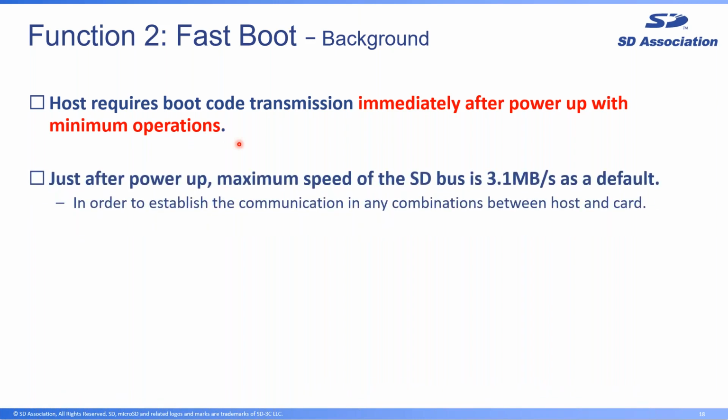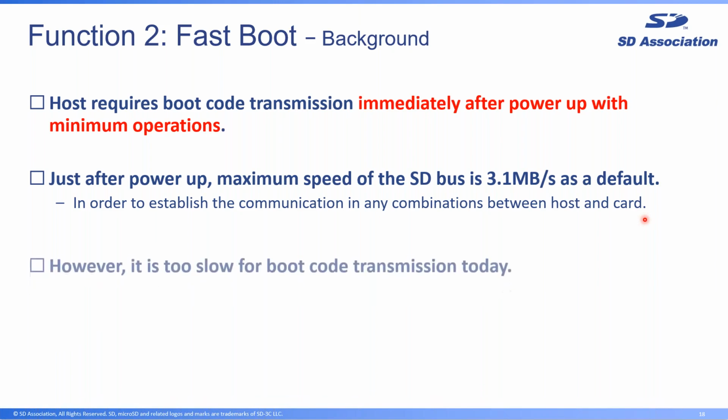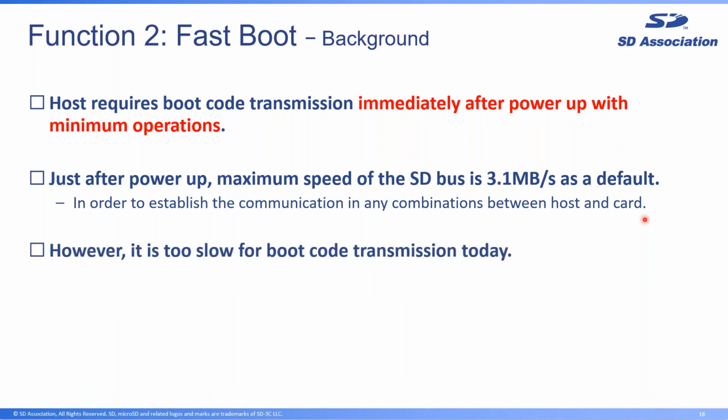Looking back at the SD card initialization process, the default bus speed is up to 3.1 MB per second. The reason for this specification comes from the certain establishment of the communication between any host and any card. But the default 3.1 MB per second is quite slow for boot code transmission today.